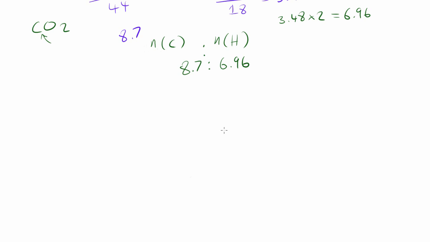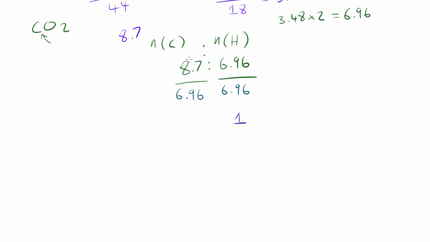So at this stage, we're trying to achieve the simplest whole number ratio. So the first thing we're going to do is divide both sides by the smallest number. Right, so we're going to divide 8.7 by 6.96, and 6.96, we're going to also divide by 6.96. Now when we do that, what are we going to get out of it? Obviously when we do this operation here, we're just going to get 1, right?